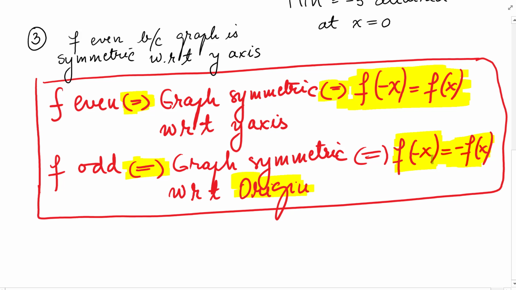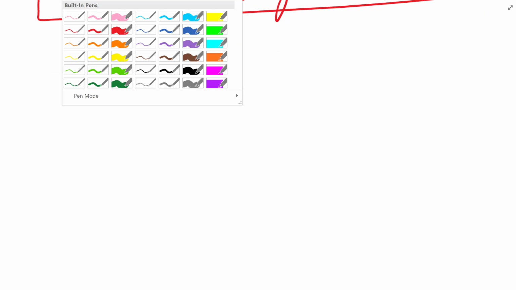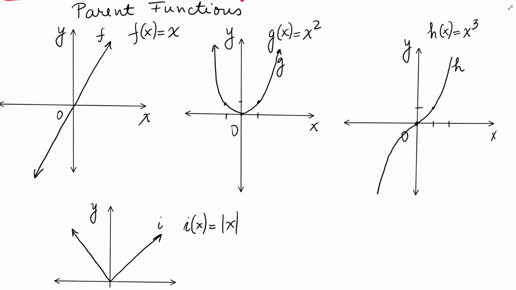And I'm going to graph a few parent functions here to just practice a little bit and look at the domains and whether the functions are even, odd, and what is going on. Okay, so I graphed here 4 functions. So let's talk about each of them.